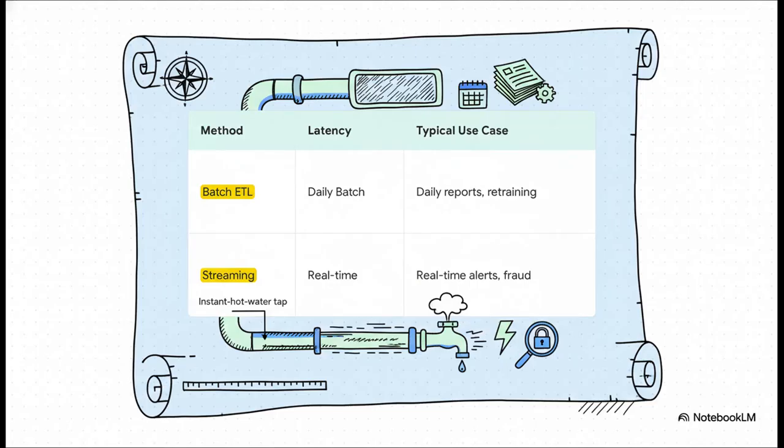And this means you've got to choose the right pipes for the job. Are you using giant water mains to deliver a massive amount of data once a day? That's your batch ETL process, perfect for big reports. Or do you need an instant hot water tap for things like real-time fraud detection?